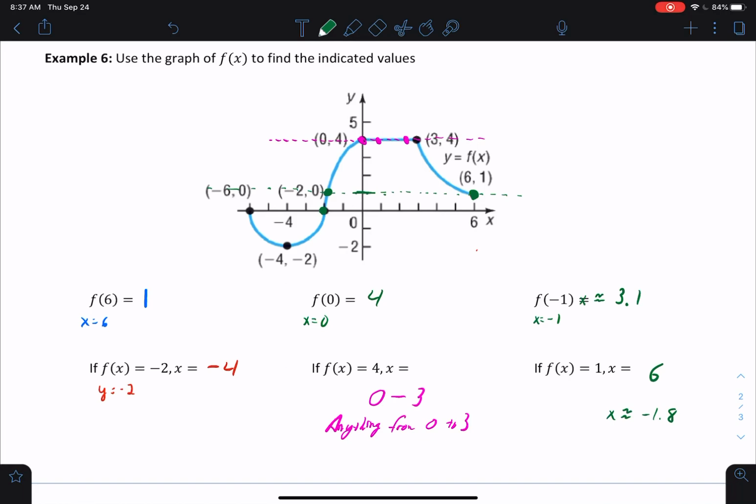All right, so that is how we do it based off of a table or a graph. Graphs can get a little tricky because we have those approximate values. Just let me know if you have any questions. Other than that, start working on the practice problems.